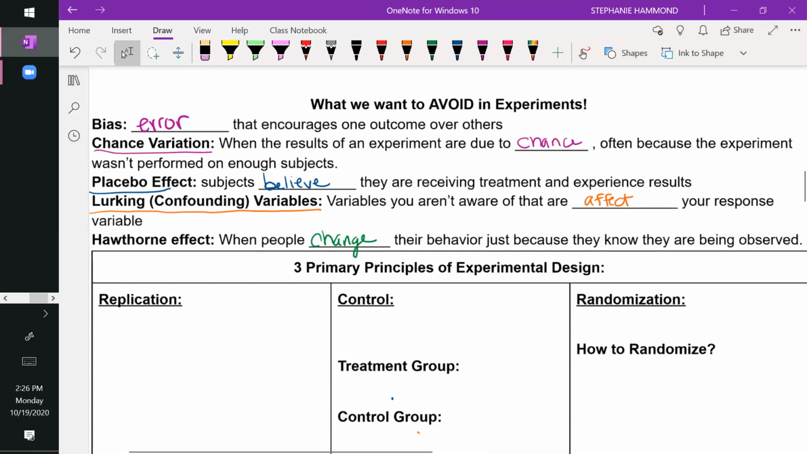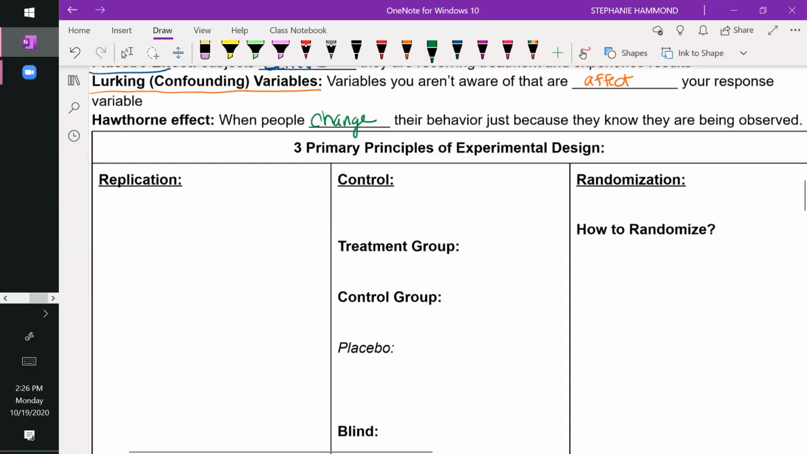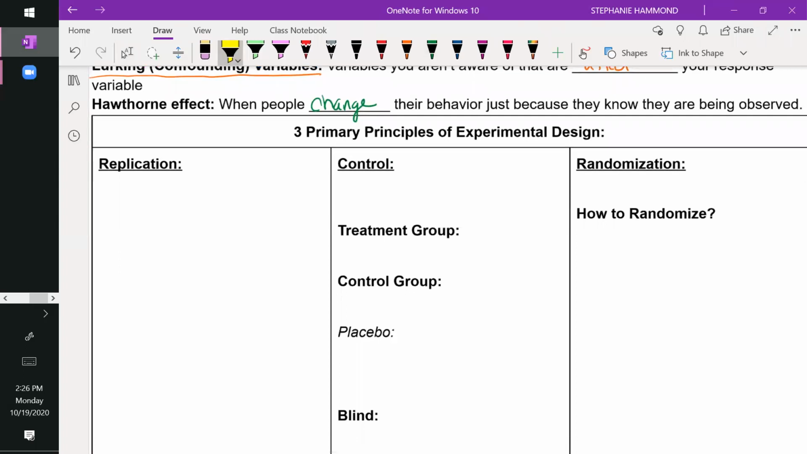So we want to avoid all of these things in our experiments, and we have some ways to do that. The three main principles of experimental design are kind of the basis for how we avoid these errors and this bias in our experiments. So the three primary principles of experimental design are replication, control, and randomization. There's a lot of other factors to a good experiment and things that we can do to make sure our experiment goes well, but these are the three most common, most basic things that we should always think about.